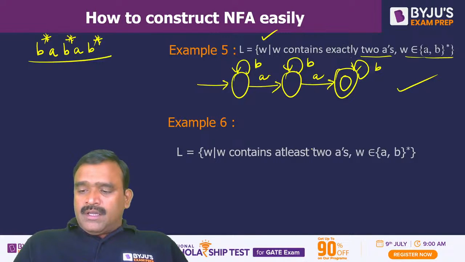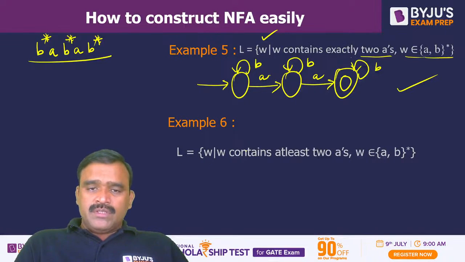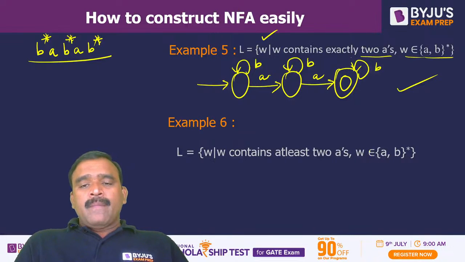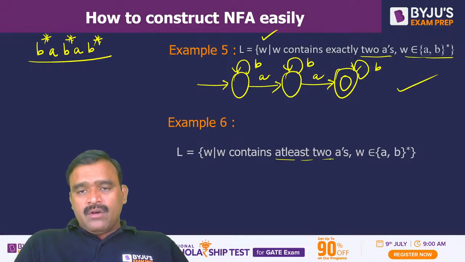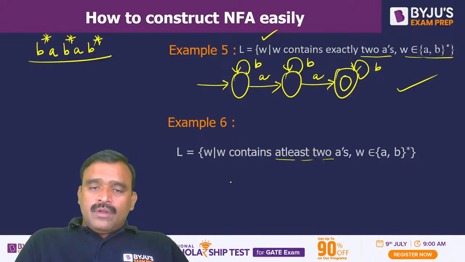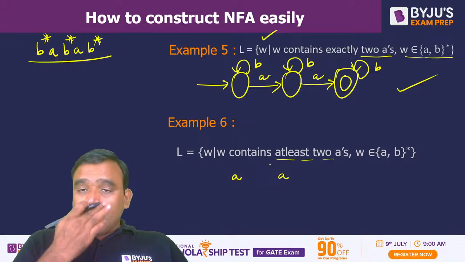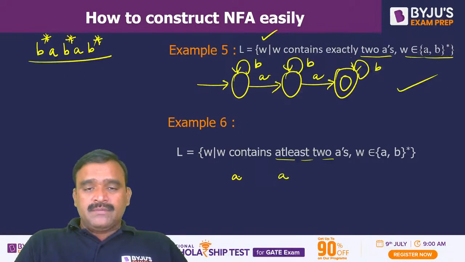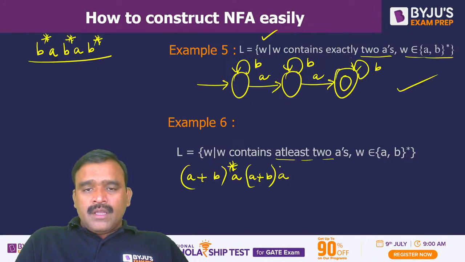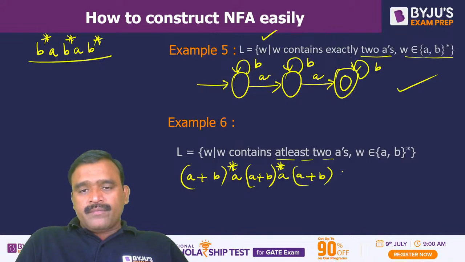Okay, now the sixth one, if you see, W such that W contains at least 2 A's. At least 2 A's, exactly 2 A's, there is a difference. At least 2 A's means we can have more than 2 A's also. So minimum presence of 2 A's is required. And before and after, any combination of A's and B's. Here only B's. So any combination of A's and B's are also possible because it is at least 2 A's. (A plus B) whole star, A, again (A plus B) whole star, A, again (A plus B) whole star. So we are having at least 2 A's.